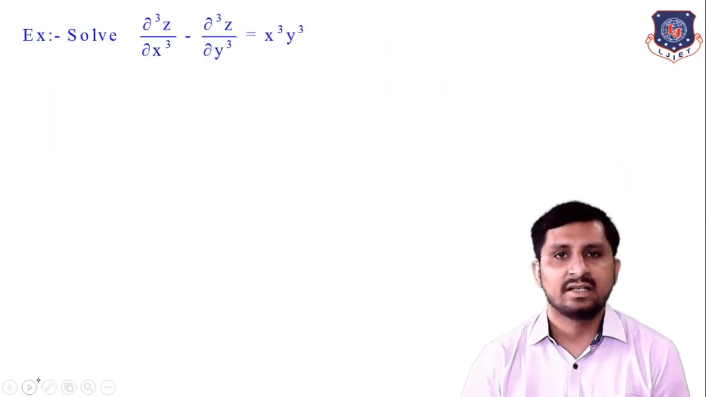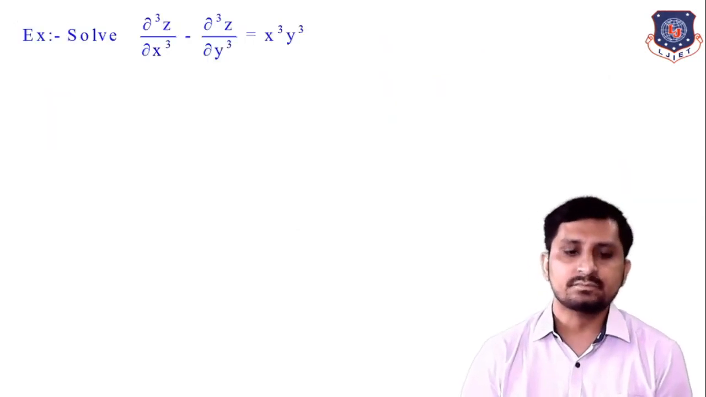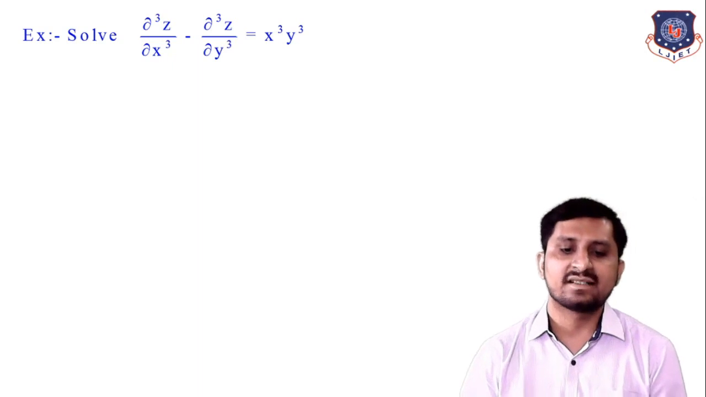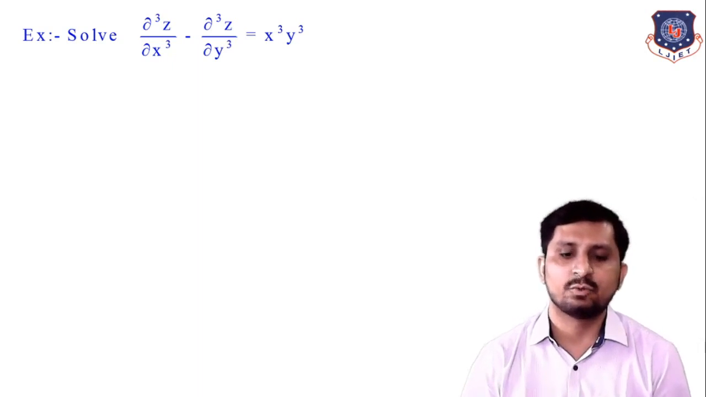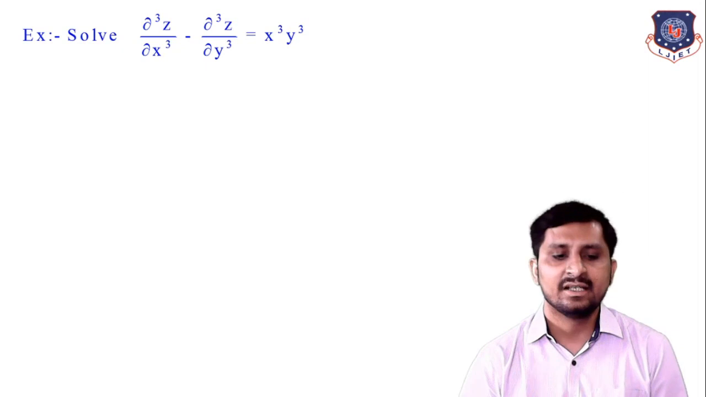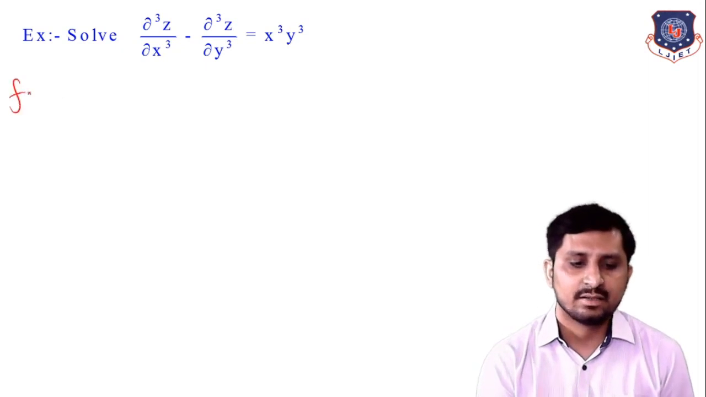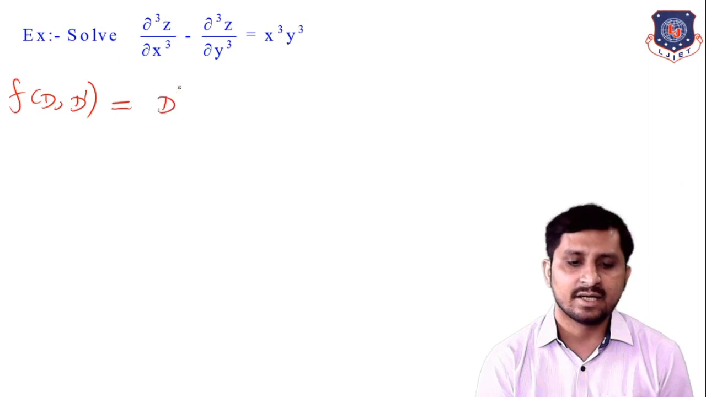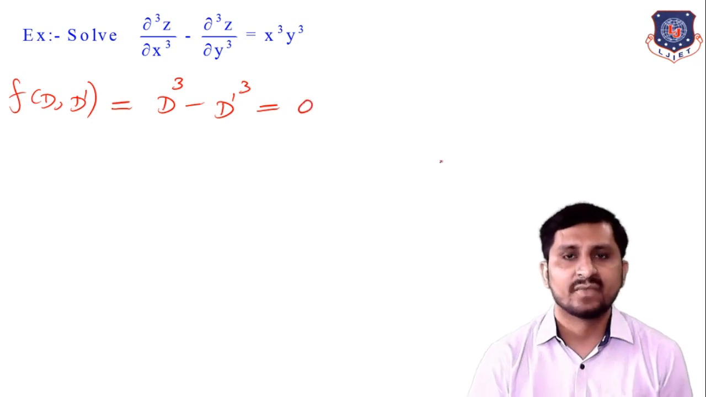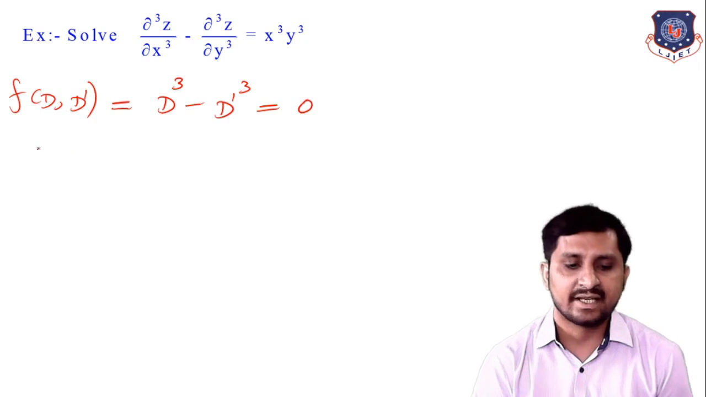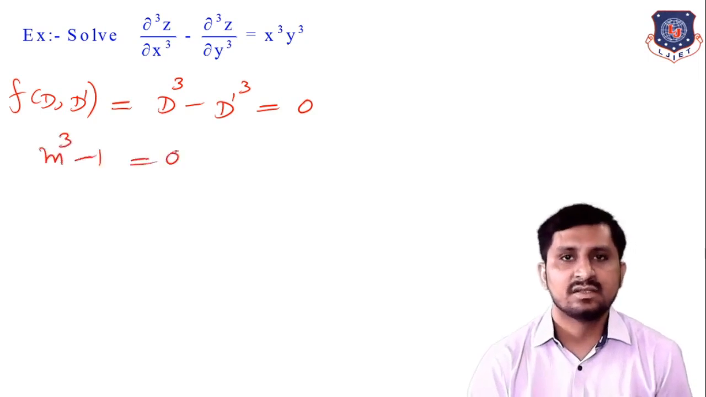So let's solve our first example. Del cube z by del x cube minus del cube z by del y cube is equal to x cube y cube. Okay, so what is my f of D, D dash? F of D, D dash is nothing but D cube minus D dash cube, that is equal to 0. Correct? Okay. And now the function of m, I can write m cube minus 1, that is equal to 0.